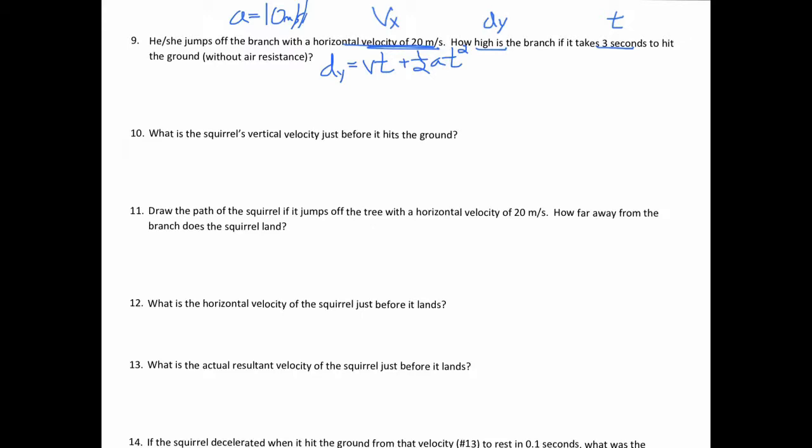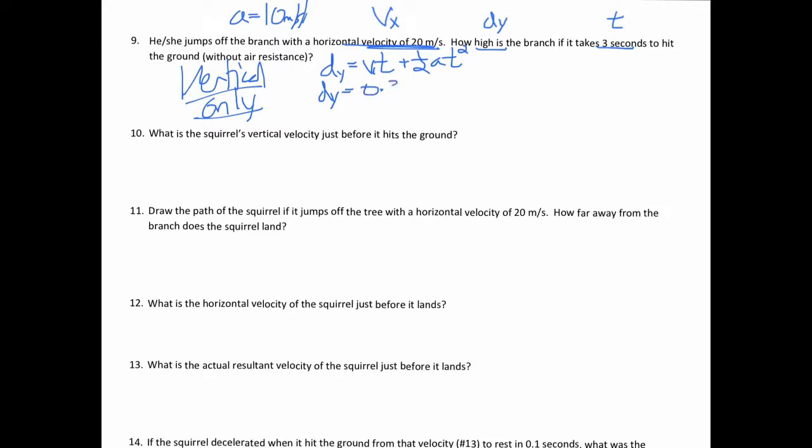Alright, so dy, I want vertical distance. The v here is the initial velocity. Now it has a horizontal velocity, but I need to not mix horizontal and vertical. So this is vertical only. Later on we'll do some horizontal stuff, but this is vertical only because I want a vertical distance. I can only use a vertical initial velocity. So it jumps off the branch with a horizontal velocity, but no vertical velocity, so 0.